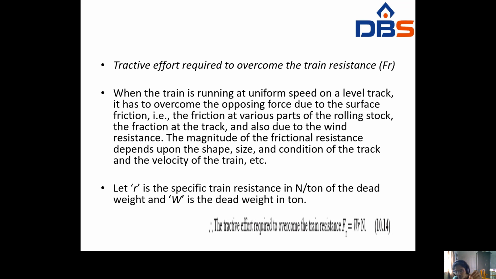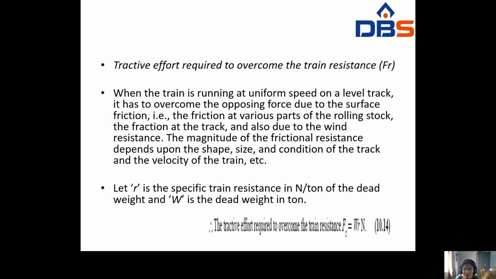The opposing force is due to surface friction, that is, friction at various parts of the rolling stock, friction at the track, and also wind resistance. The magnitude of the frictional resistance depends upon the shape, size and condition of the track, the velocity of the train, etc.